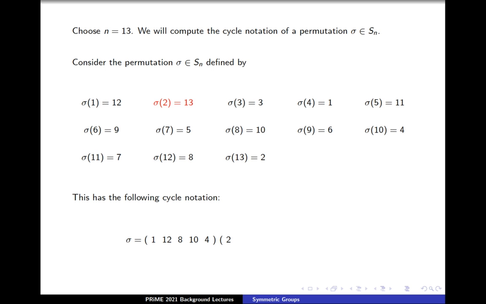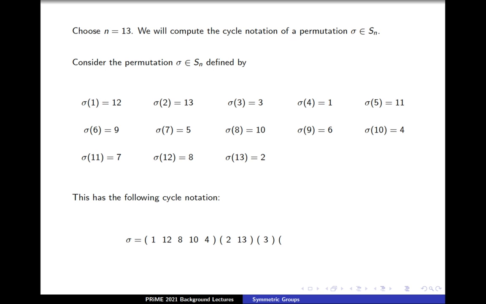Sigma maps 2 to 13. 13 is not equal to 2, so we write it next to the 2. Sigma of 13 is equal to 2, so we close off the cycle and start the next one. The next lowest number that has not yet appeared is 3. Sigma maps 3 to itself, so we close the cycle and start a new one.